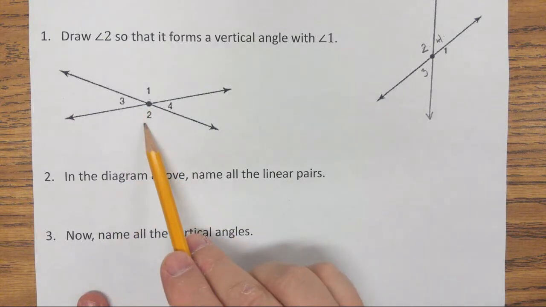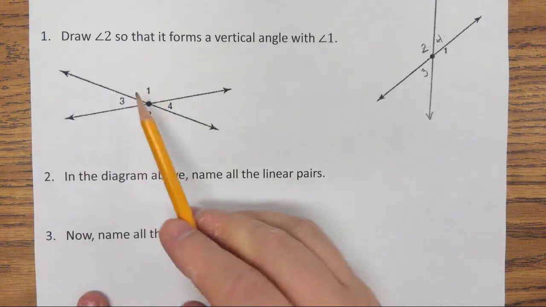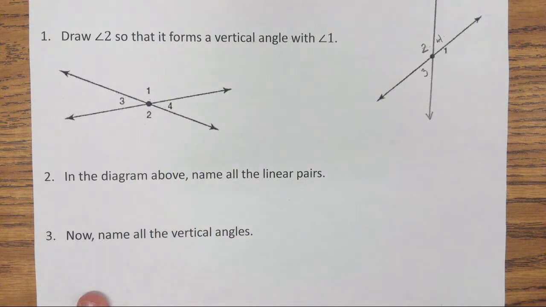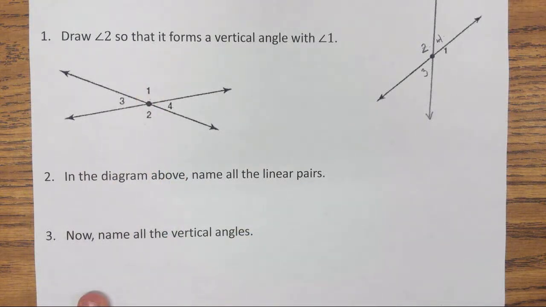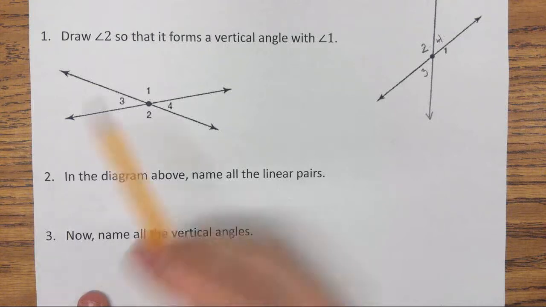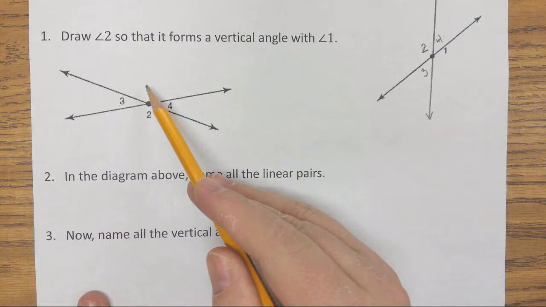Are 1 and 2 a linear pair? No. 1 and 4 are a linear pair. What about 2 and 4? Yeah. 2 and 3, is that a linear pair? Yeah. 3 and 1 are a linear pair. Okay? That's all the linear pairs. You're just looking at the ones next to one another. Those are all linear pairs.